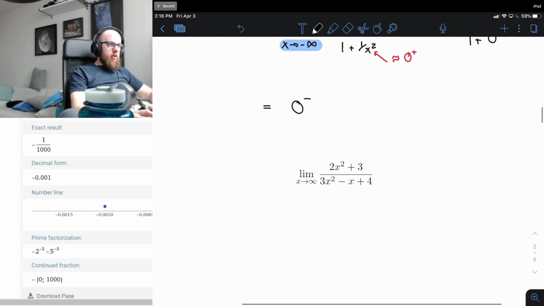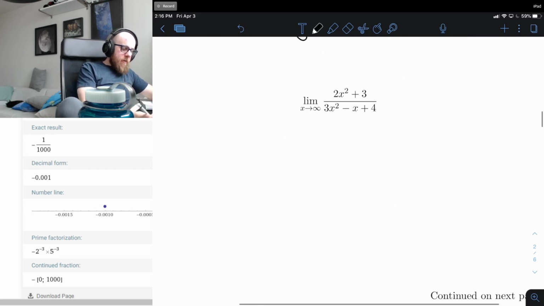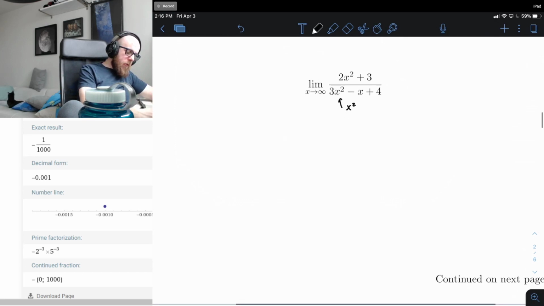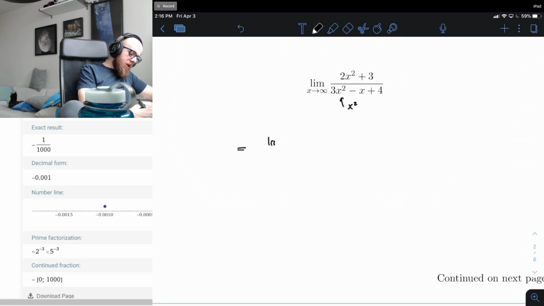Okay, so now let's deal with the last example here, same idea. We're going to divide by the highest power, so we're going to divide by x squared here. And what we're going to end up getting is the limit as x approaches infinity of 2 plus 3 over x squared, over 3 minus 1 over x plus 4 over x squared.